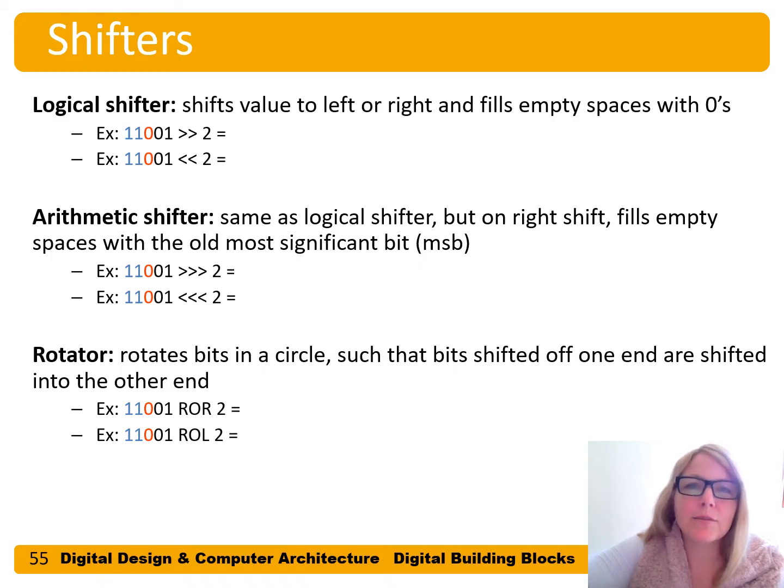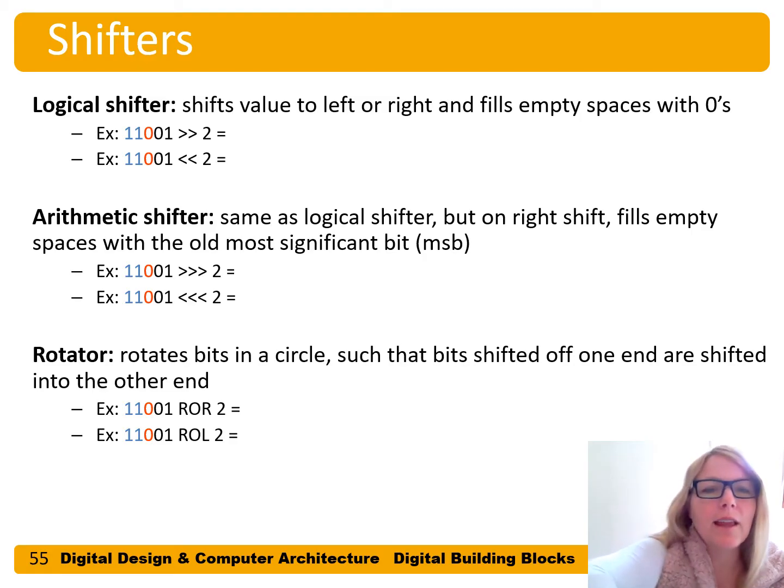Let's talk about shifters, multipliers, and dividers. Shifters come in two forms, either logical shift or arithmetic shift. Logical shifters shift values to the left or right, and they fill the empty spaces with zeros. For example, here's a logical shift right by 2 bits.